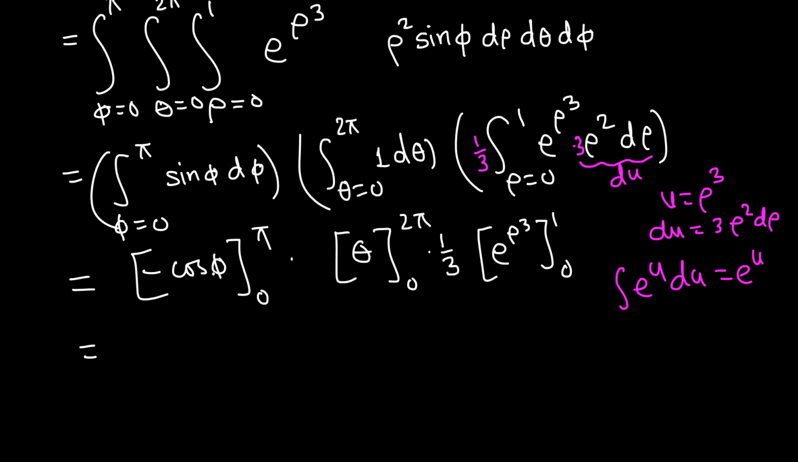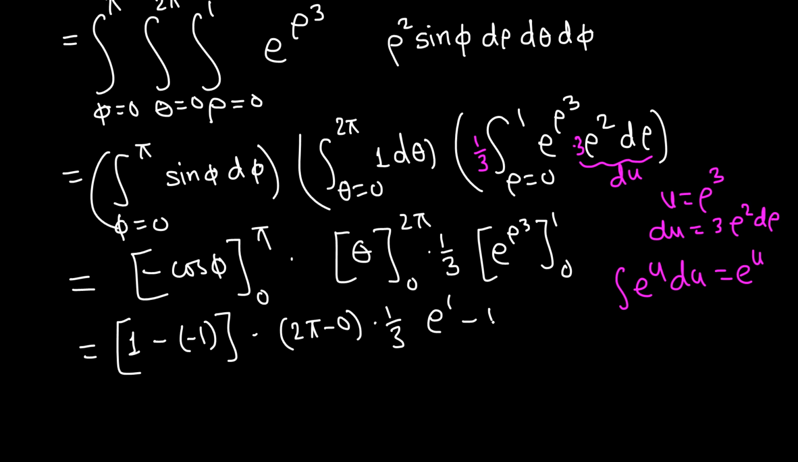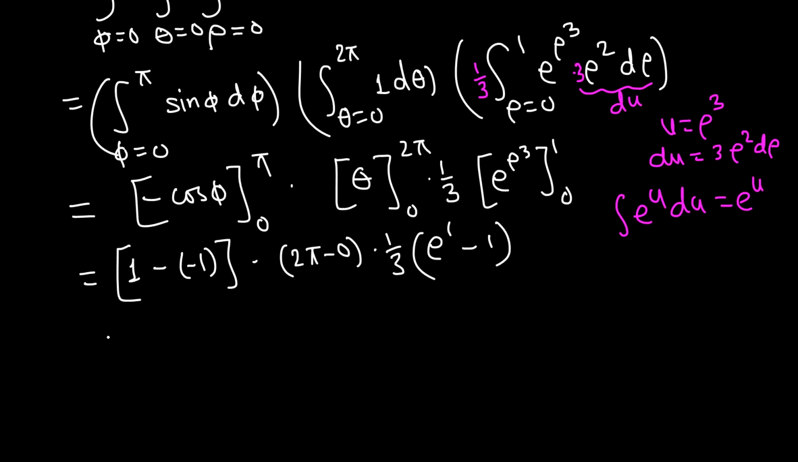Okay, upper limit: negative cosine pi, which is -1, negative of -1 is 1, minus the lower limit, negative cosine 0, which is -1. So that is 2, times 2 pi minus 0, just 2 pi, times 1/3 times e raised to 1 cubed, which is e, minus e raised to 0, which is 1. Okay, let's put it together. So this is 2 times 2 pi, 4 pi over 3, and inside just e minus 1. Final answer.